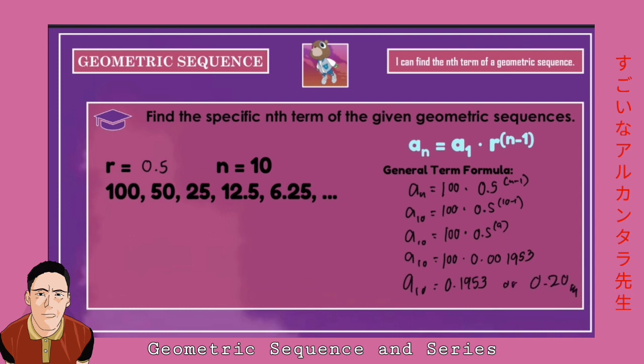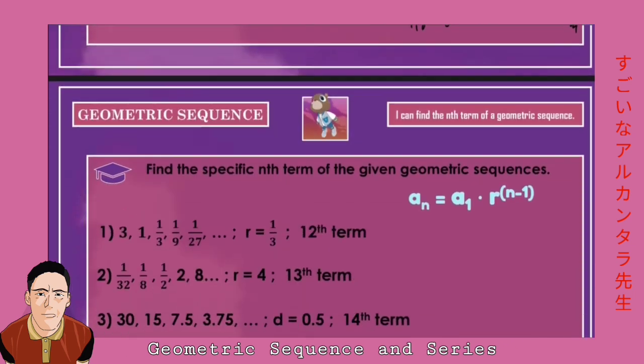Again, round up or down when you're done with the solution at the end. Don't do it in the middle. So this is our answer, 0.20.